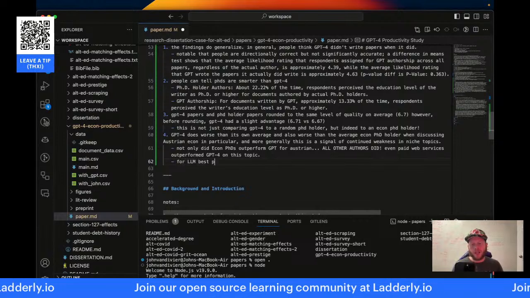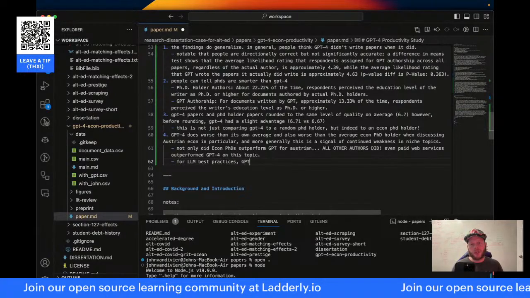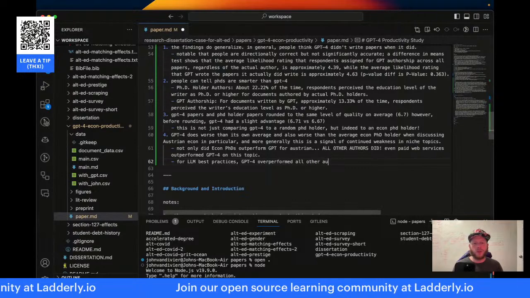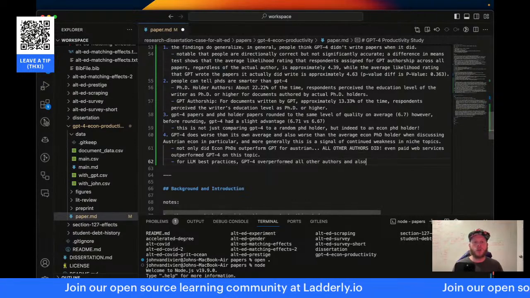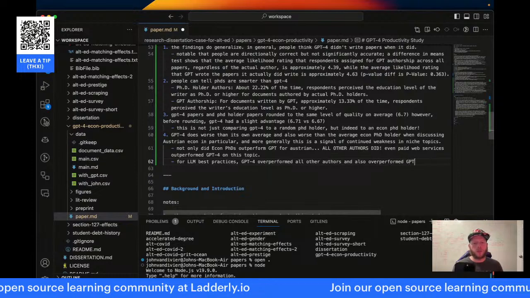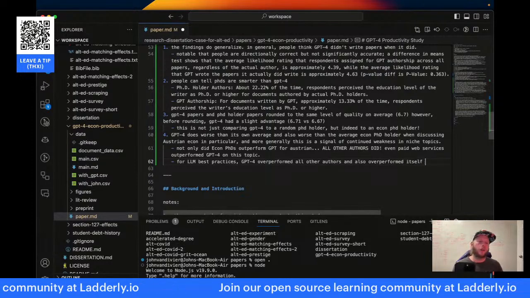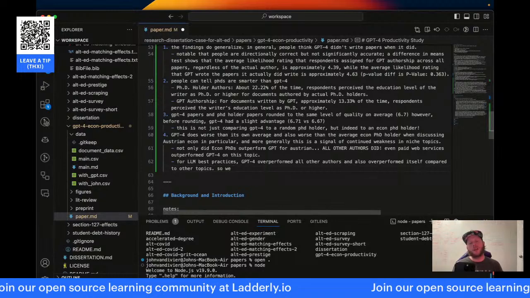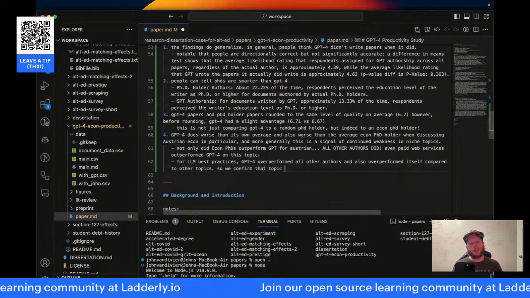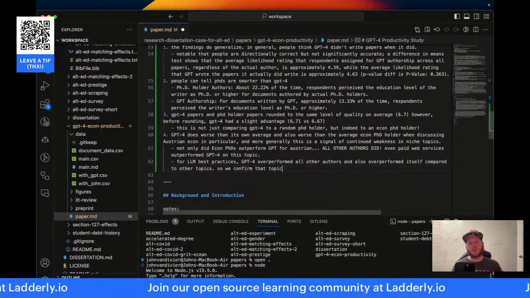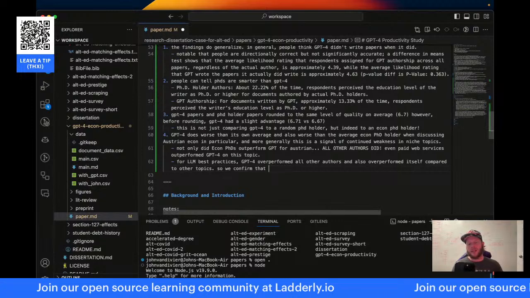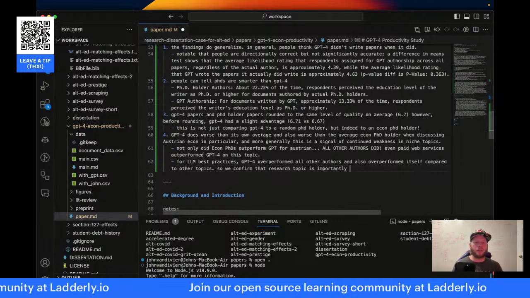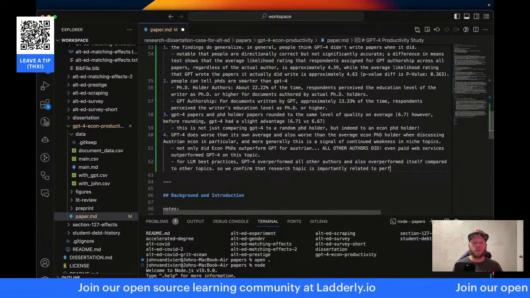For LLM best practices, GPT-4 overperformed all other authors and also overperformed itself compared to other topics. So we confirm that research topic is importantly related to performance.